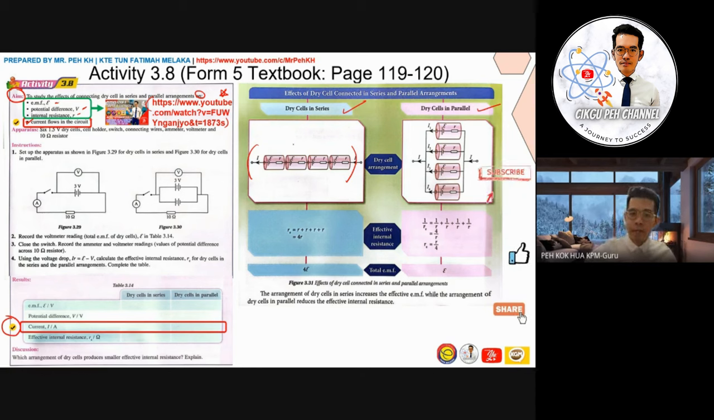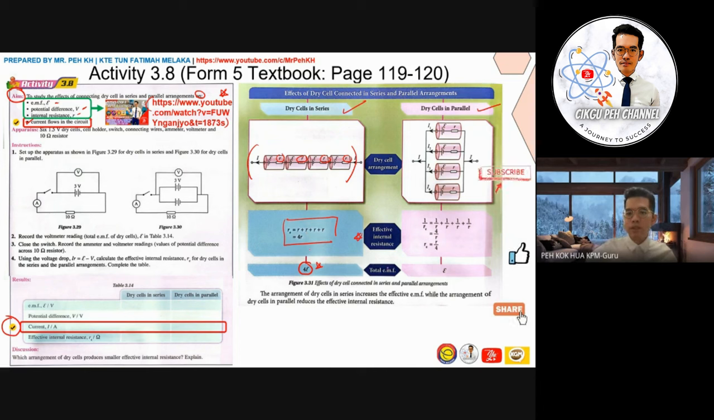You may see that when the dry cells are arranged in series, the internal resistance, which is represented as a small letter r, increases from 1r to 4r, because from this figure you can see 4 dry cells connected end to end to one another. Then, besides increasing the effective internal resistance, the total EMF, which is the electromotive force, is also affected. The value of the EMF will increase when the dry cells are arranged in series.